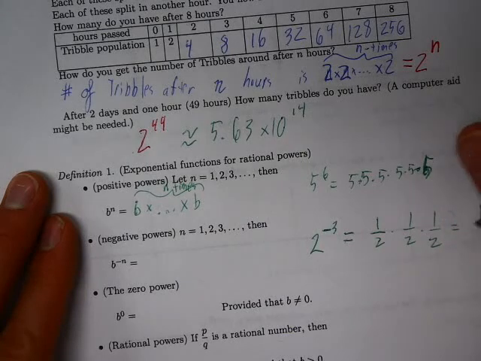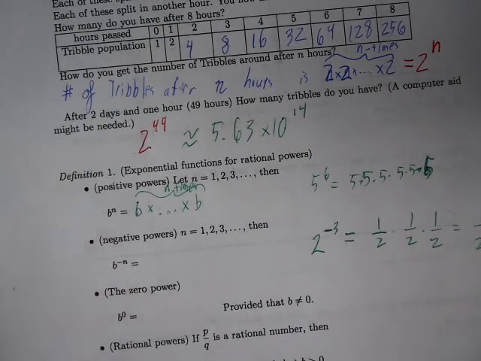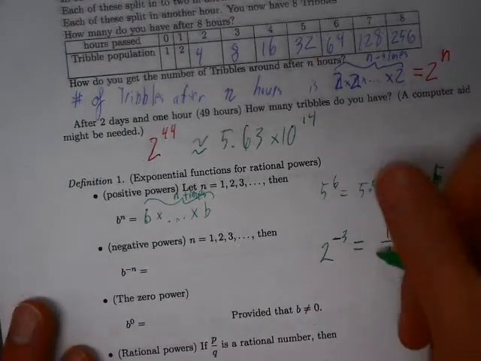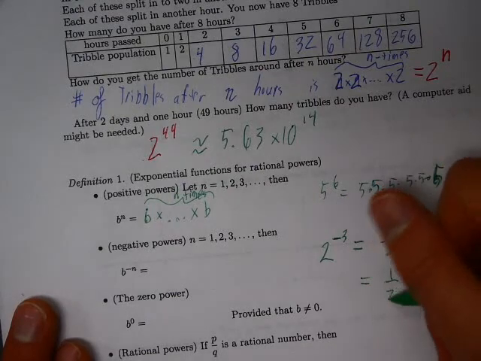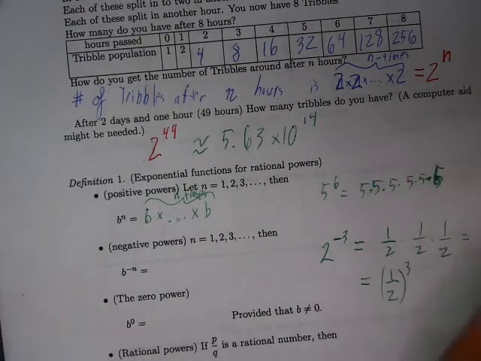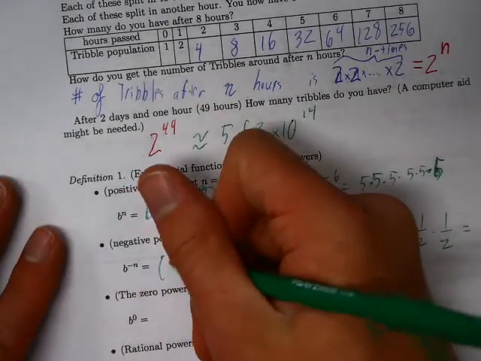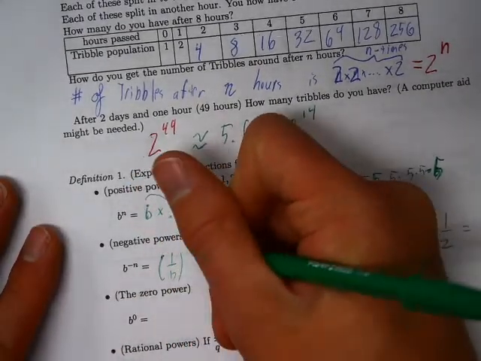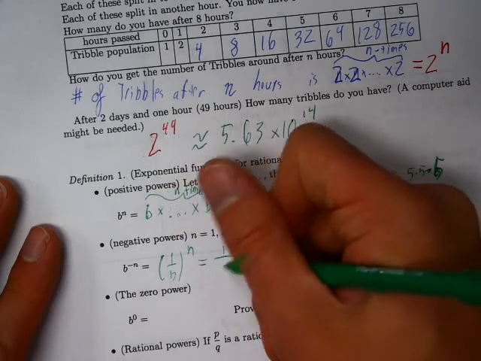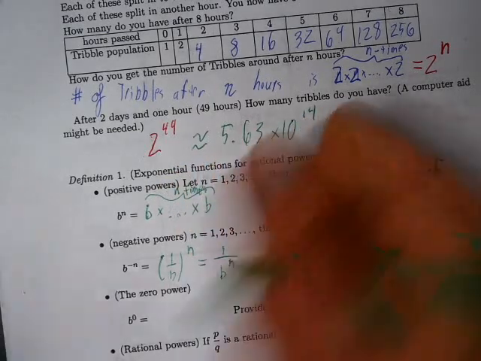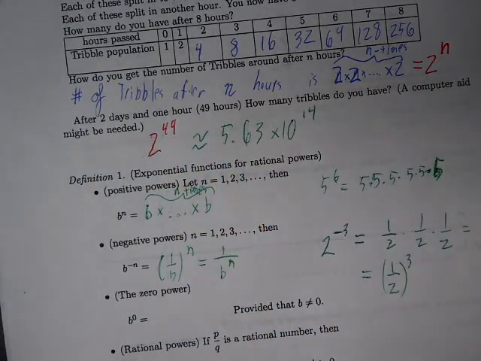And you could write that as 1 over 2 to the 3. Right, that's 1 over 2 times 2 times 2. Or you could write that, if you wanted to, as 1 over 2 to the 3, whichever you prefer. So, in general, b to the negative n is 1 over b to the n. Both of those are the same. People feel pretty happy?